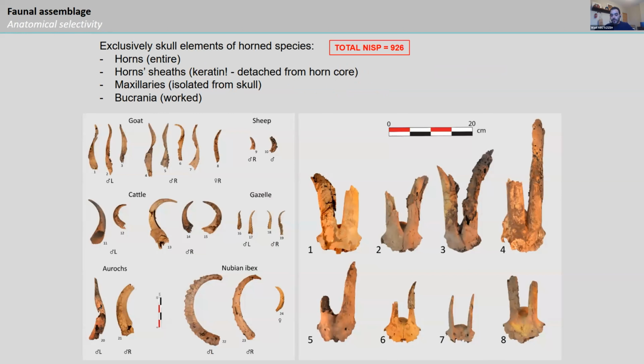The assemblage itself is composed exclusively of skull elements of these horned species. The total number of remains reaches 926 elements. Basically, we have four different types of elements represented within the assemblage. The first type is horns, entire horns. The second type is horn sheaths only, meaning the keratin detached from the horn core. The third type is maxillaries isolated from skulls. And the fourth type is bucrania, worked bucrania.